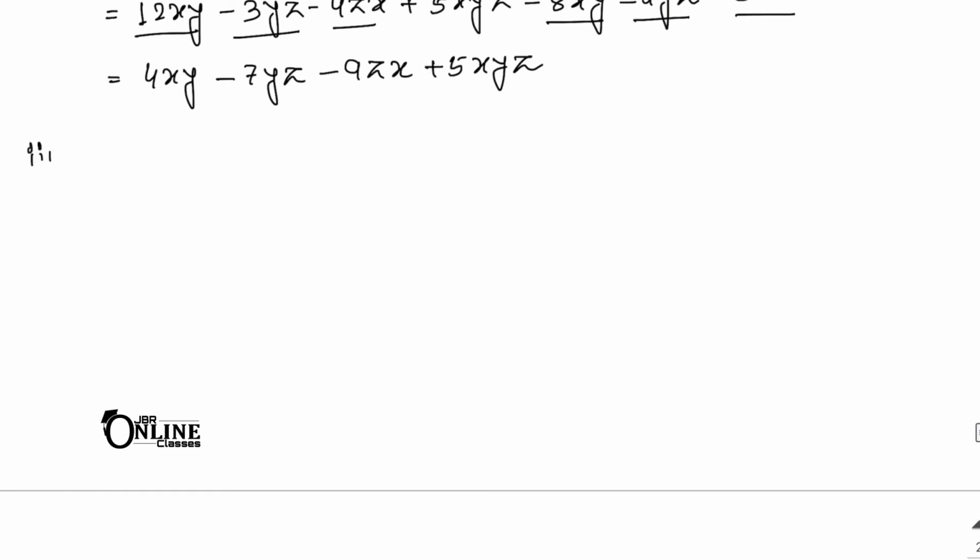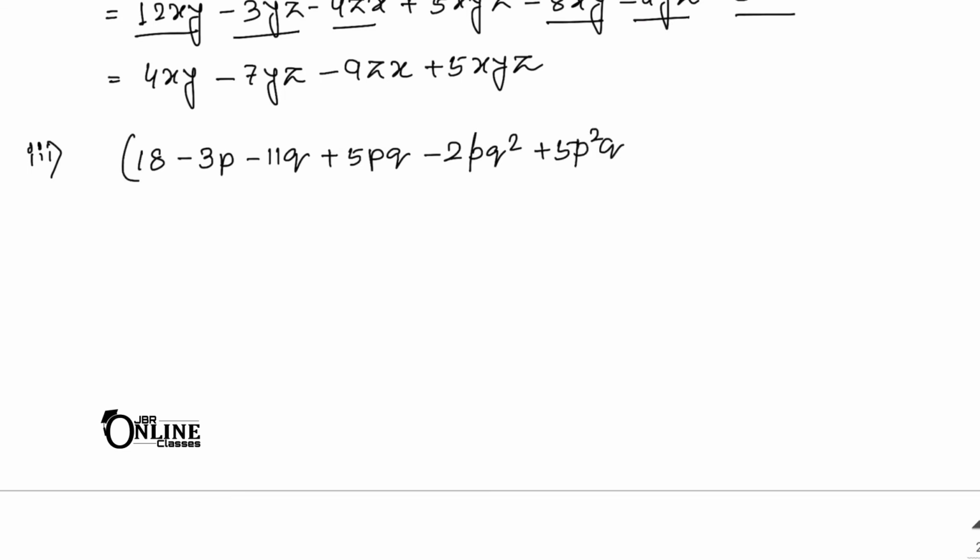Now next one, sum number 3. So in sum number 3, first if you write down second one, 18 minus 3p minus 11q plus 5pq minus 2pq square. Okay, 2pq square, and the last one is 5p square q. Then subtract 4p square q minus 3pq, then plus 5pq square minus 8p plus 7q, then minus 10.